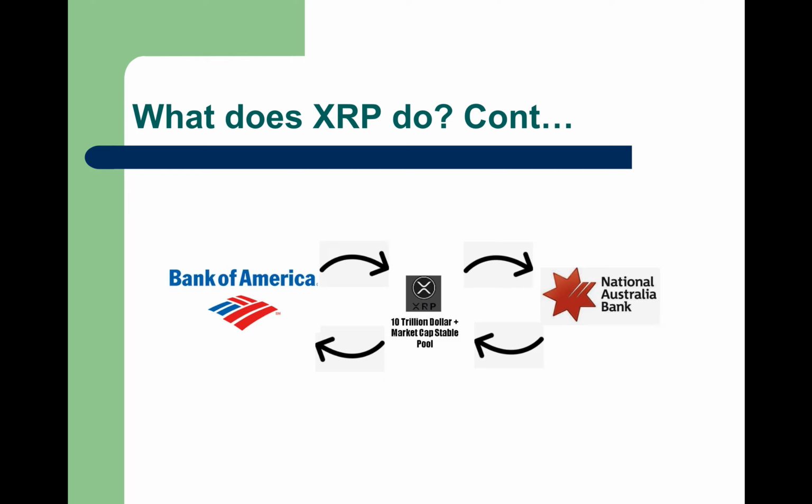So what does XRP do? This is a little chart I just made, a quick one. I'm going to explain it to you guys. Okay, so let's just pretend we're going to send US dollars from Bank of America. You're the CEO of Bank of America, and you need to send money to the CEO of National Australia Bank. These are real banks, and it's funny because this happens to be a Ripple partner.